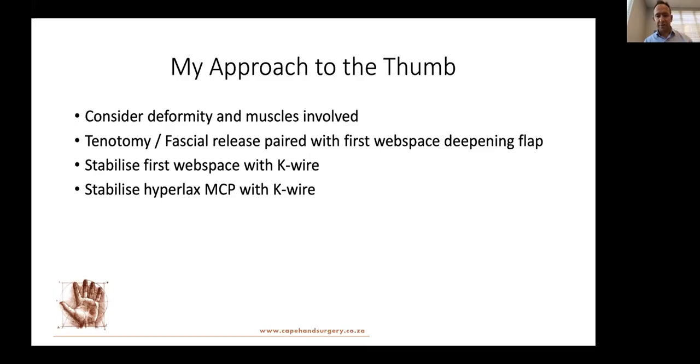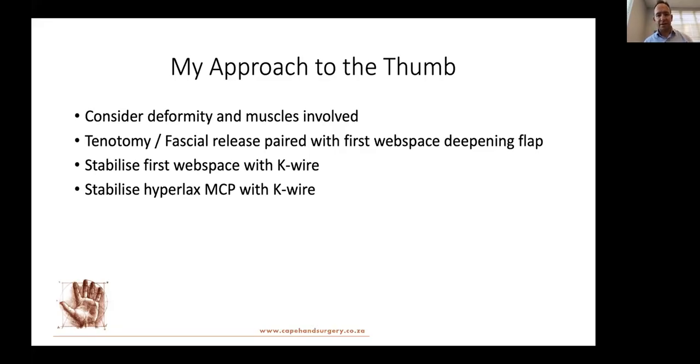A tenotomy and a fascial release paired with the first web space deepening is a winner, if you've got one opportunity. So in other words, you can release, you can see what is holding it back, and you can release it. And very important, splinting is so difficult. I've done lots of soft tissue releases, and then the therapist is fitting a beautiful splint, and then they just wear out of the splint, and it's so hard for therapists to splint these things out post-operatively.